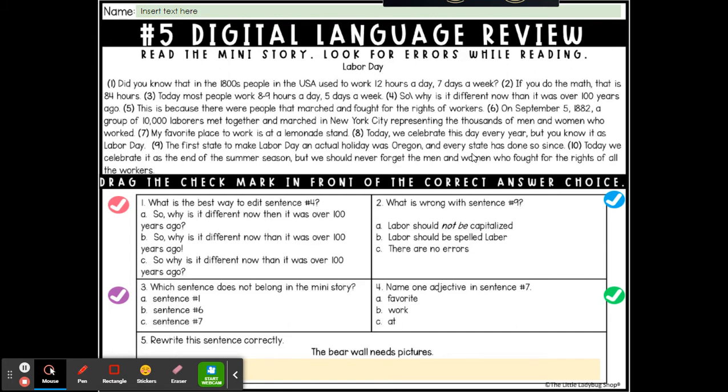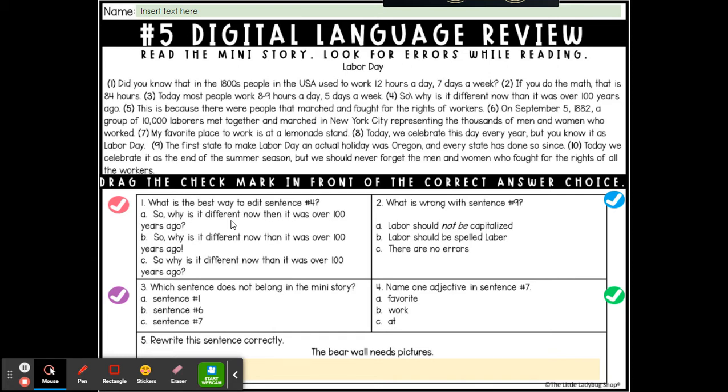So again, we read it. Here you've got things, we talked about proper nouns. So because this is a holiday, we talked about why it should in fact be capitalized. And it's not just labor, but make sure Labor Day is the name of the holiday, so both of them need to be capitalized. We talked about how we could check the spelling in the dictionary. And then for number 2, and then number 3, you probably heard this one.